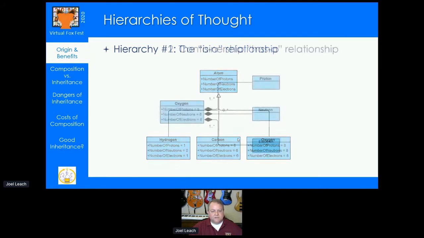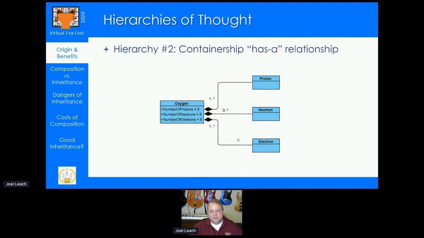But we also tend to think about things in a different way, in a containership hierarchy. And this is often referred to as a has-a relationship between objects. Atoms are composed of protons, neutrons, and electrons. Oxygen specifically has 8 protons, 8 neutrons, and 8 electrons.